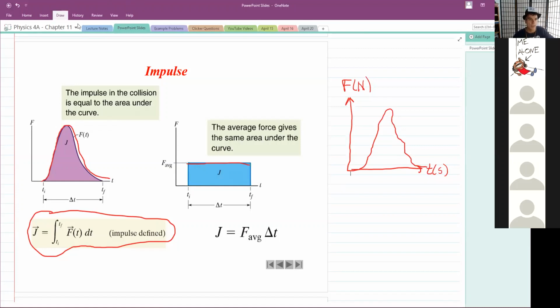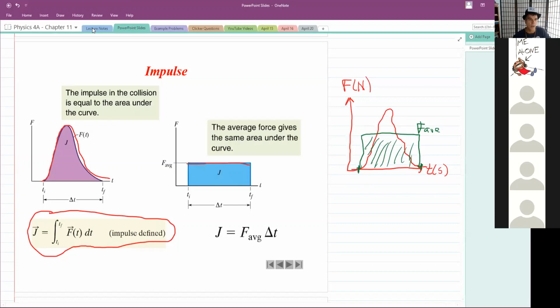Well, if I wanted to consider the average force, my force starts here, and let's say it ends here. The average force would be the constant force that has the exact same area under the curve as this real force.